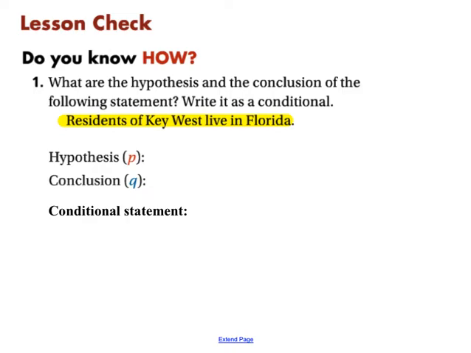Here's your lesson check. Go ahead and try these and bring your answers to class, and we will discuss those when you get to class, and we will see you then.